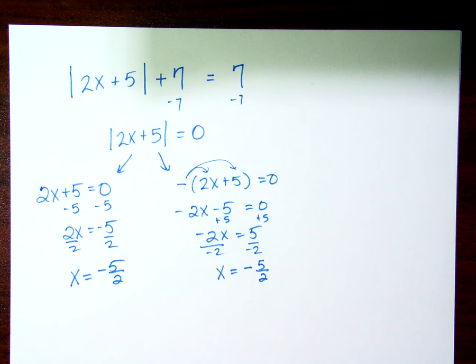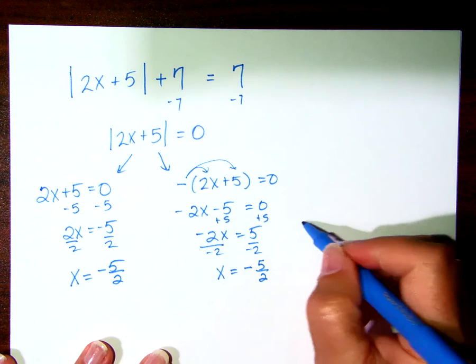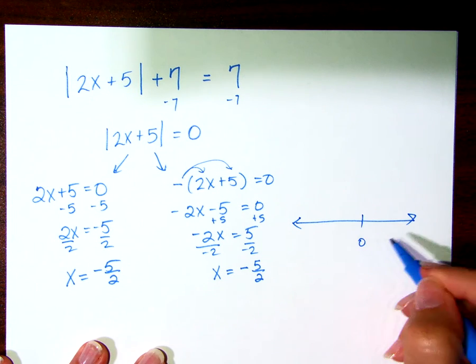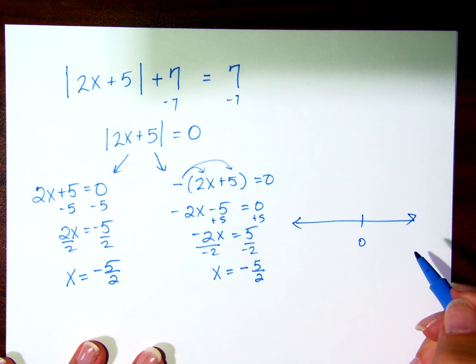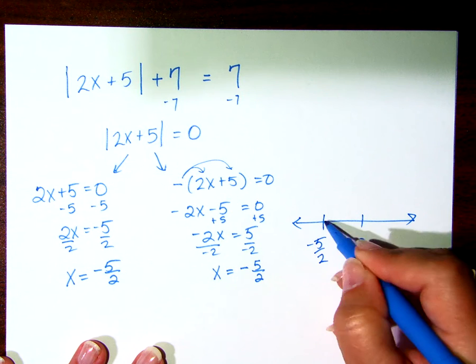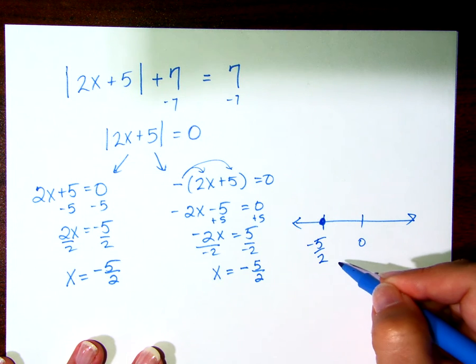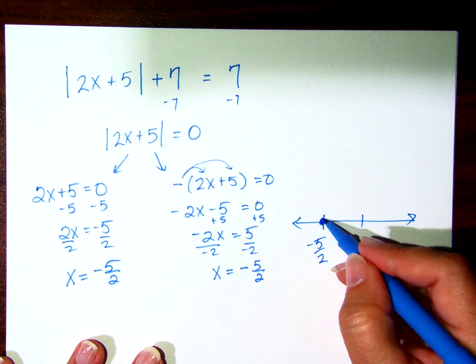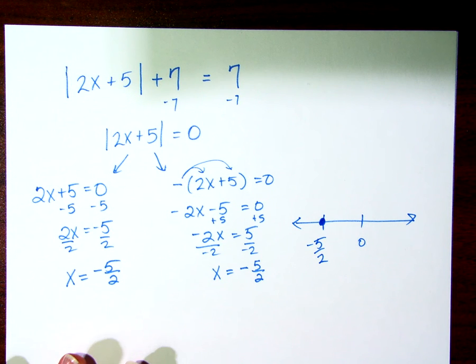How do I write it on the number line? If this is 0, where's -5/2? To the left. I suppose I could put two dots like you suggested. There's the first one. There's the second one. Nope, just like this.